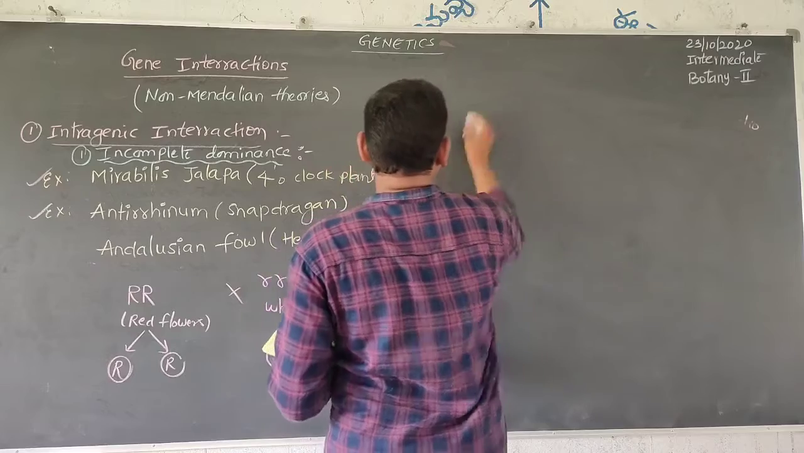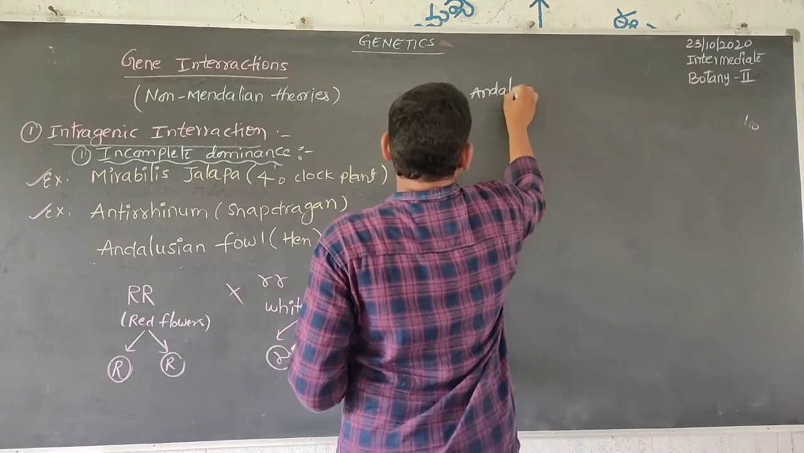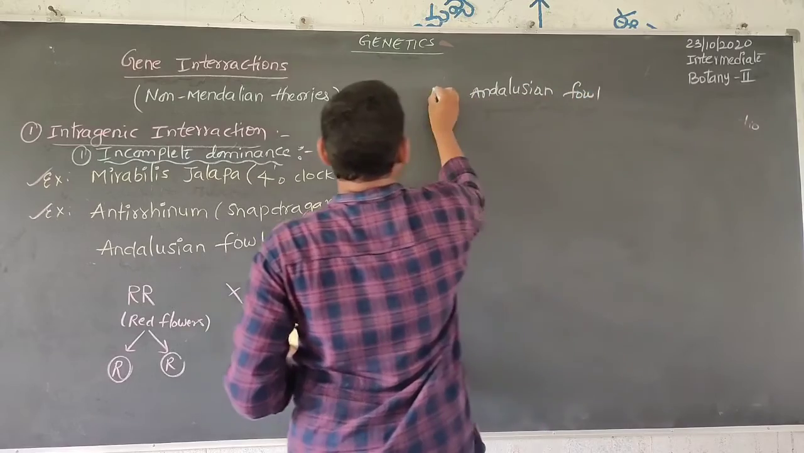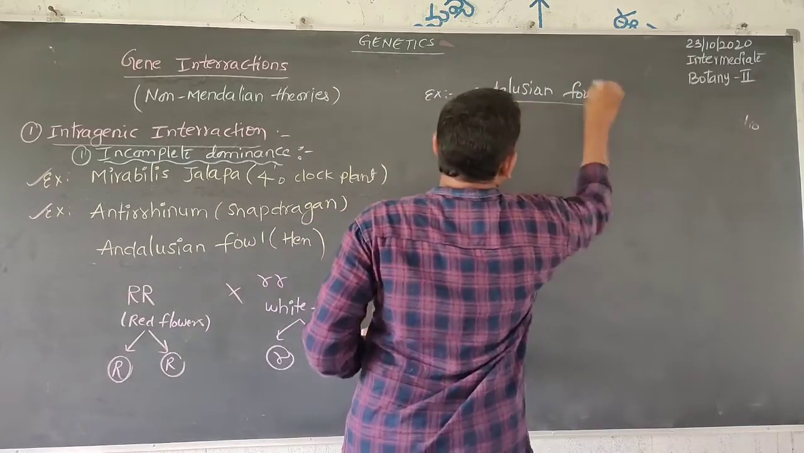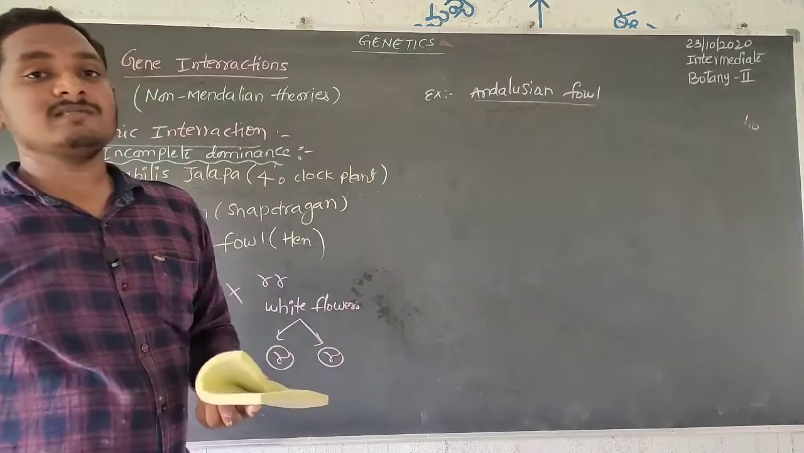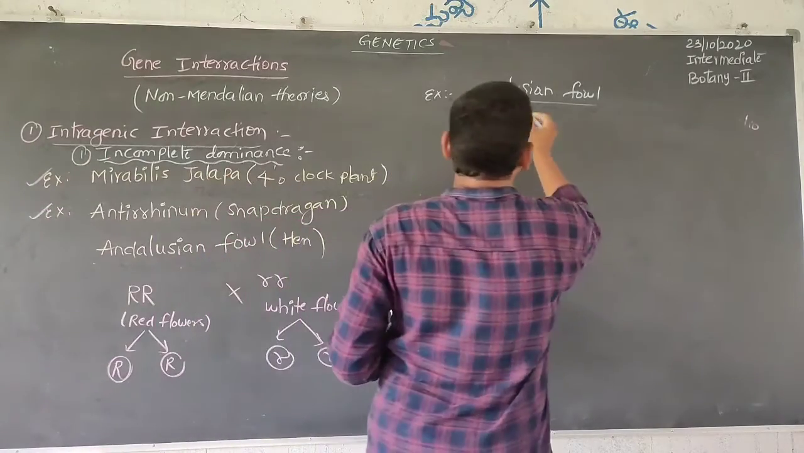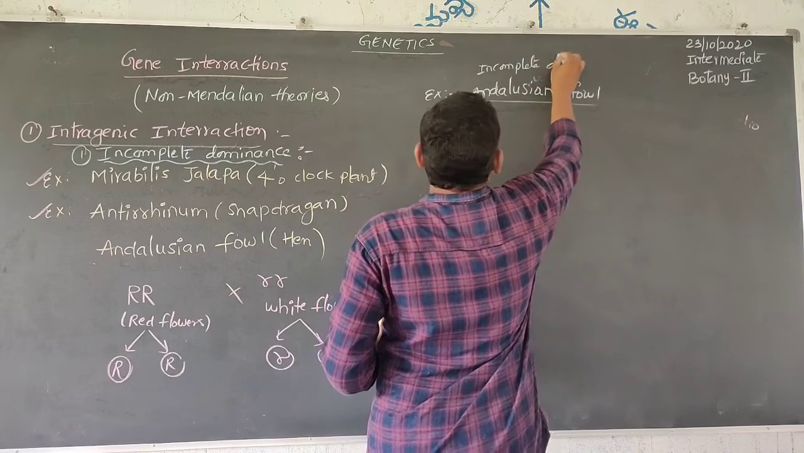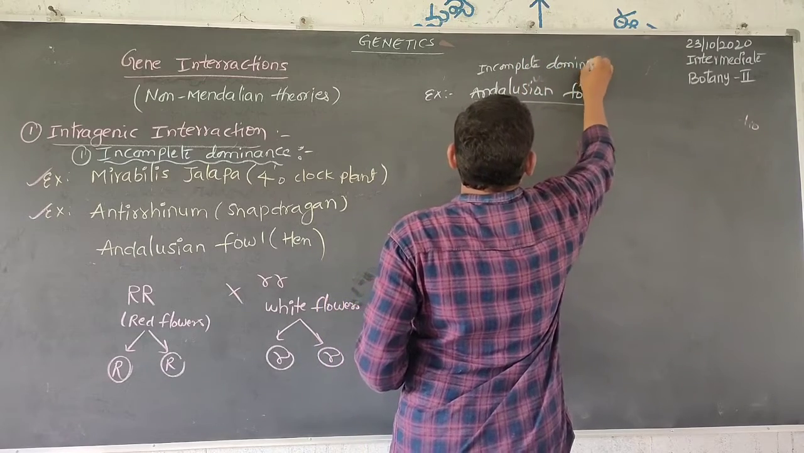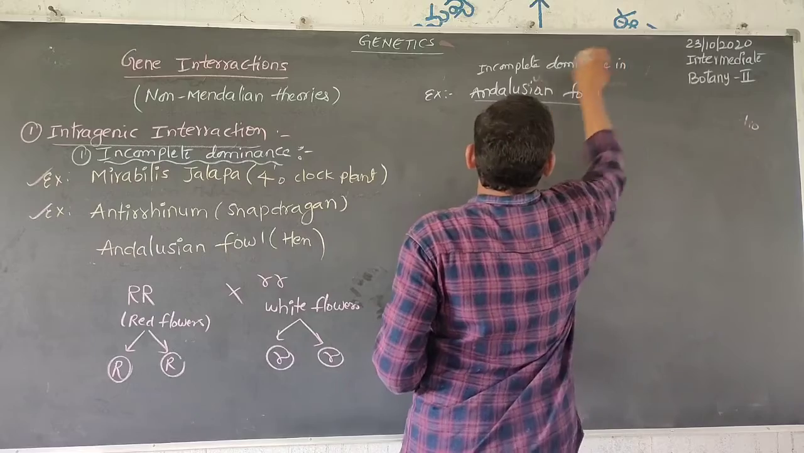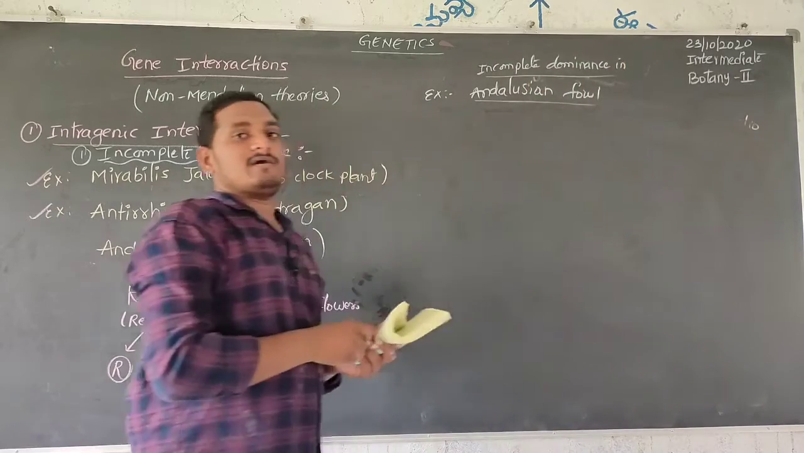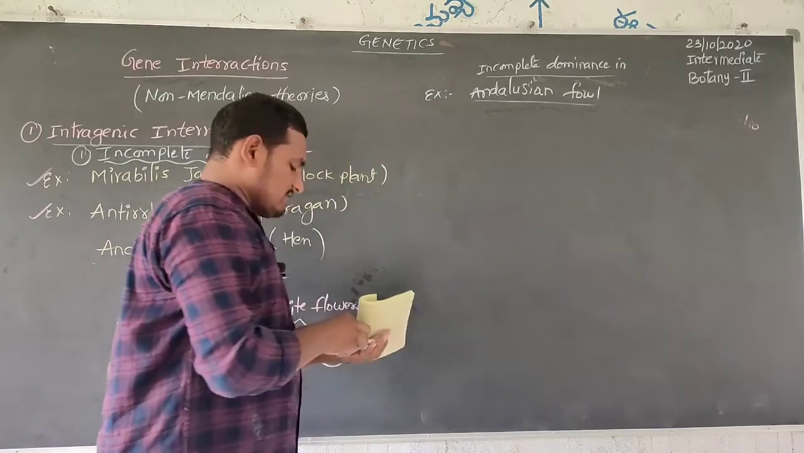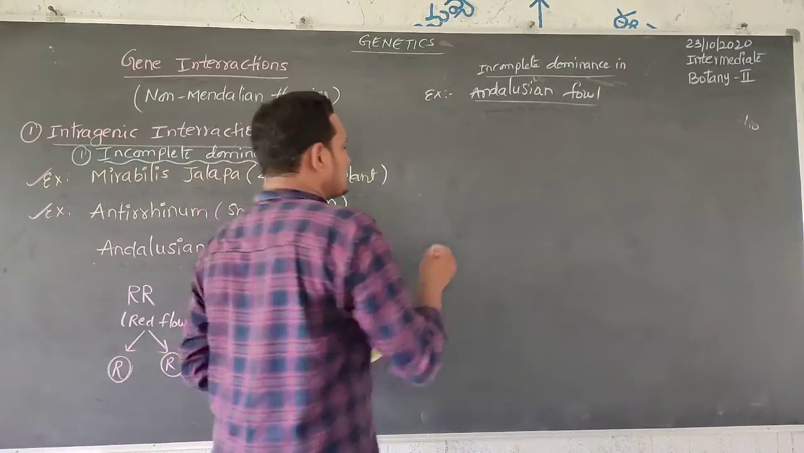Next, the second example: incomplete dominance in Andalusian fowl. Incomplete dominance in Andalusian fowl is seen in a hen. In Andalusian fowl, two types of hens are available.